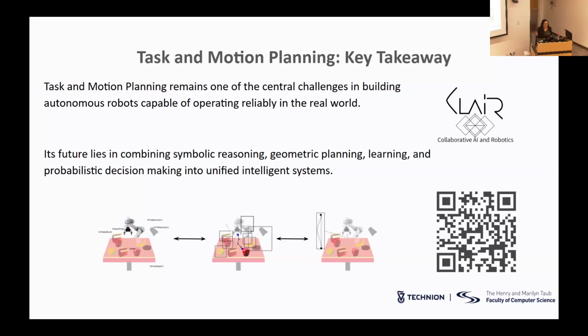So I hope that I convinced you that task and motion planning remains today one of the central challenges in building autonomous AI agents. Those that we actually want to deploy in the real world. And I believe that, especially in the context of this conference, a lot of benefit can be achieved by combining the different abstractions and the symbolic reasoning, the geometric planning, and the learning together to create intelligent systems.